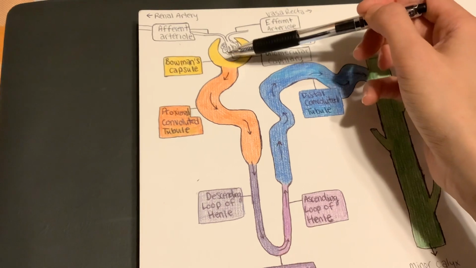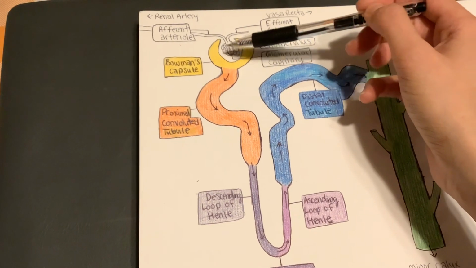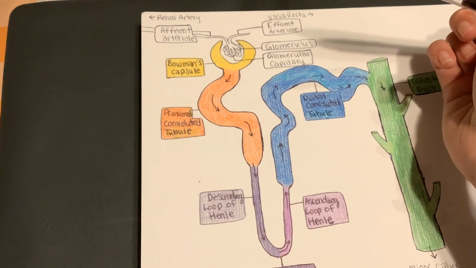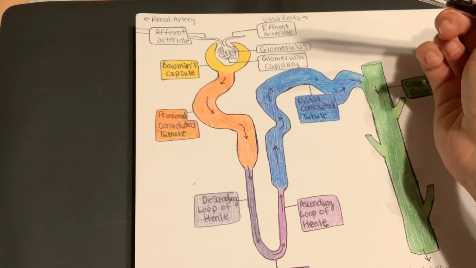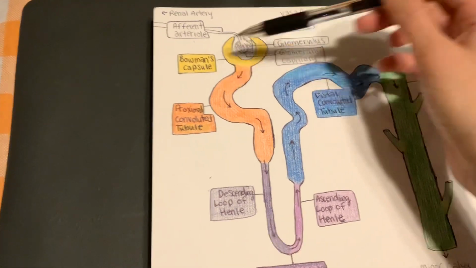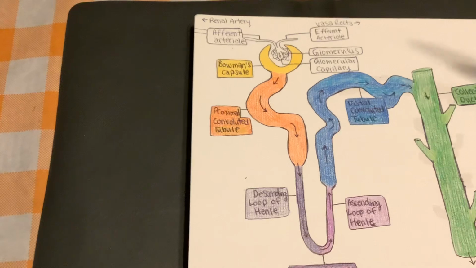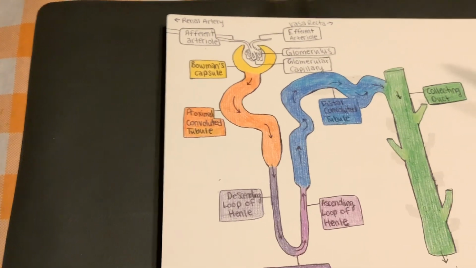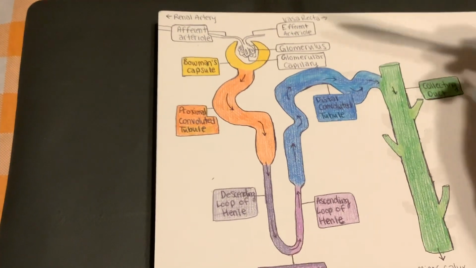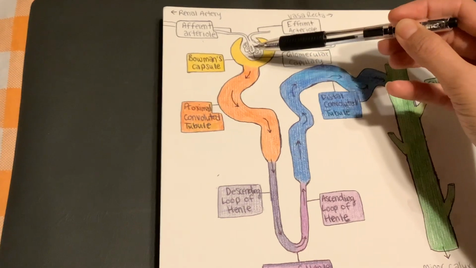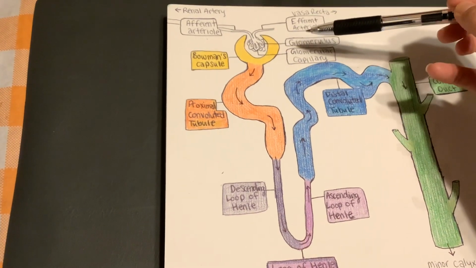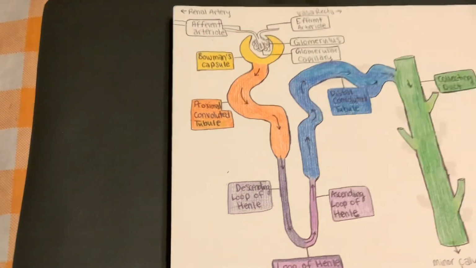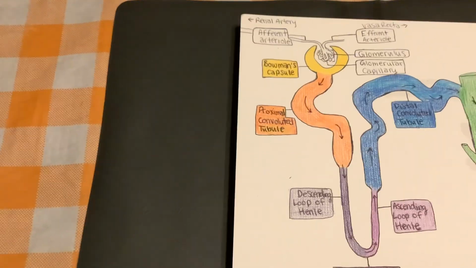And these little loopy ones there, those are glomerular capillaries. That's where the filtration is going to happen, which is our first step in urine production, filtration. And then it will go out the efferent arteriole towards the vasa recta.